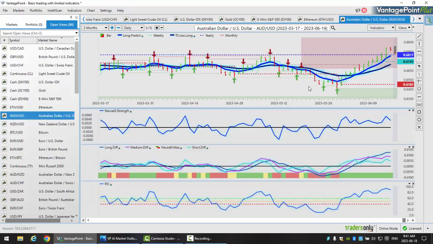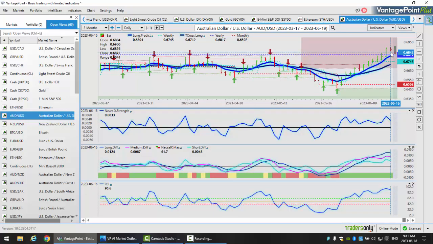Now, the Aussie has had a good run up. Now, this is an interesting one going into next week. So where I can give you guys a little bit of help here is that the yearly opening price, 68.17, is a critical level. That is now going to intersect with the Vantage Point long predicted at 68.04. So all of our support is sitting right there.